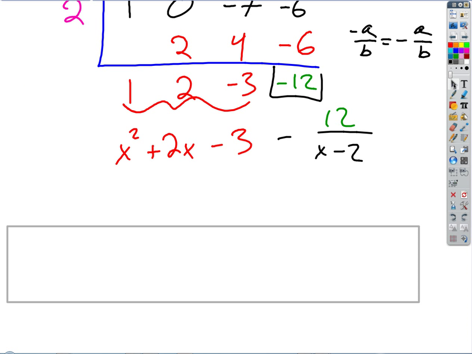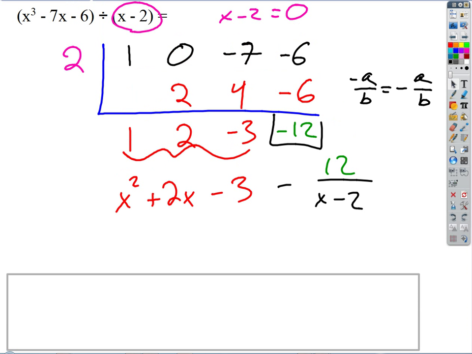Now you might notice something here. This looks an awful lot like, in fact, this is identical to what you did earlier in the chapter when we called it synthetic substitution. You remember what that did, though? Earlier in the chapter, I think it was in 6.2, we said that if I take this polynomial and put a 2 out front, that was our way of evaluating the polynomial at 2, plugging 2 in, right? And it just so happens that because we get the same answers for the remainder and the value of the function, they mean the same thing.